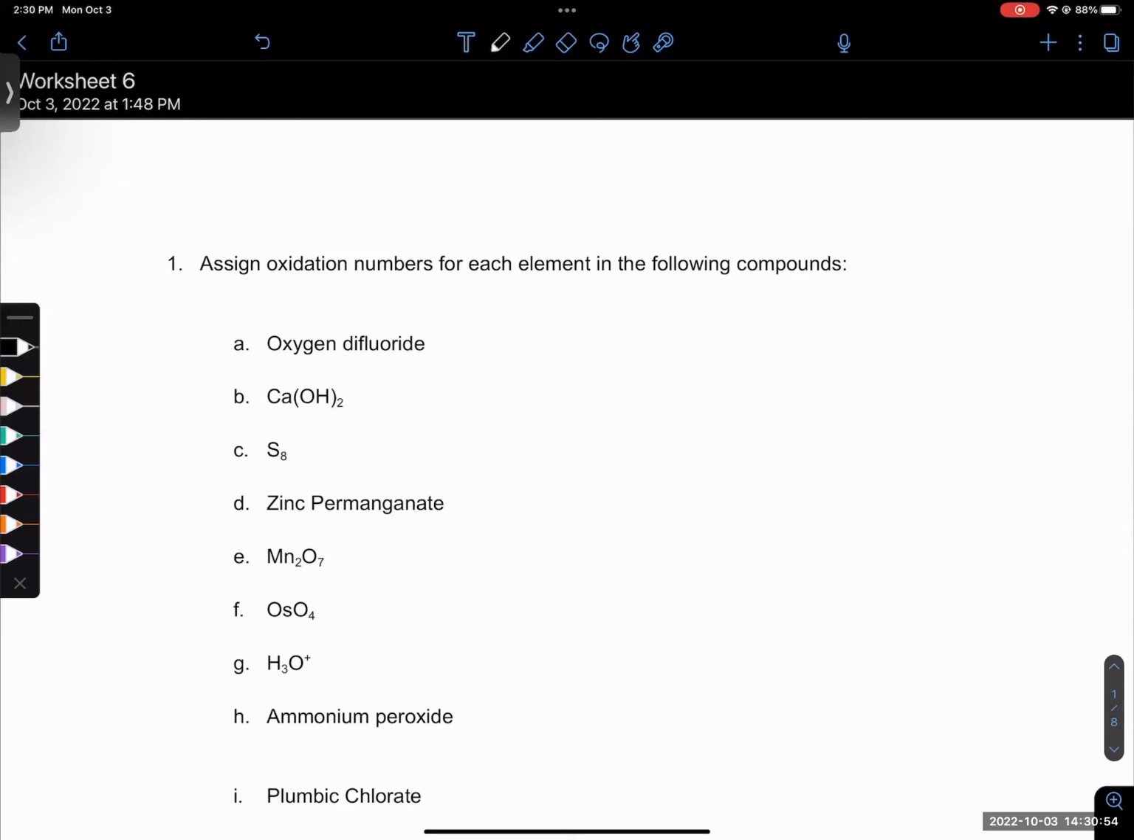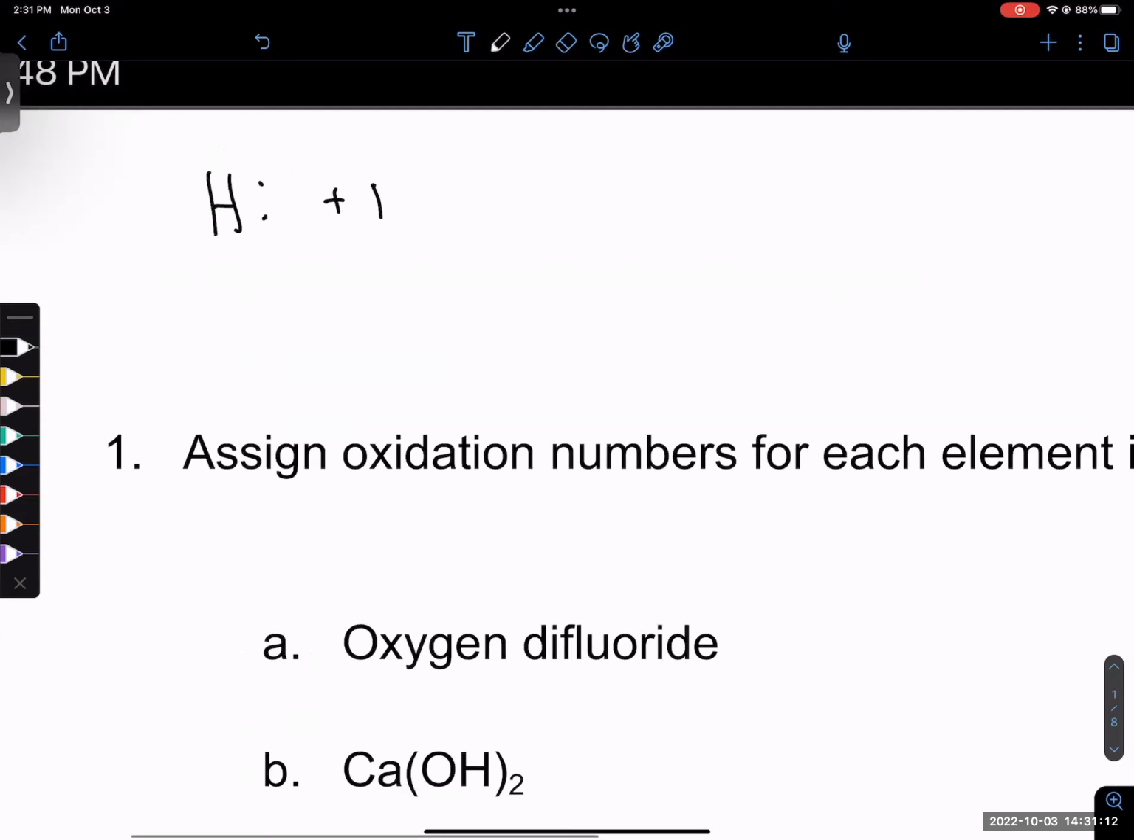+1 when it's paired up with a non-metal, and then negative is the other way around. Yeah, so hydrogen is +1 when bonded to a non-metal, or you can say when it's in a covalent compound. Hydrogen is -1 when in an ionic compound.